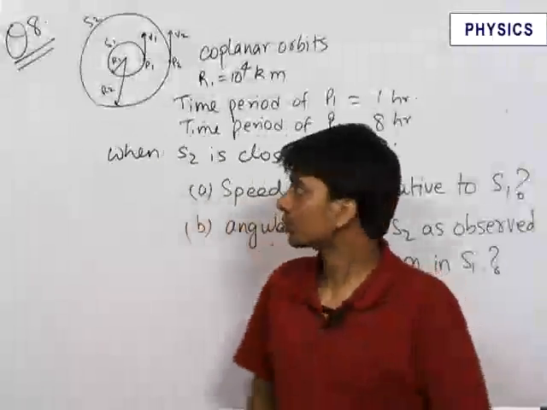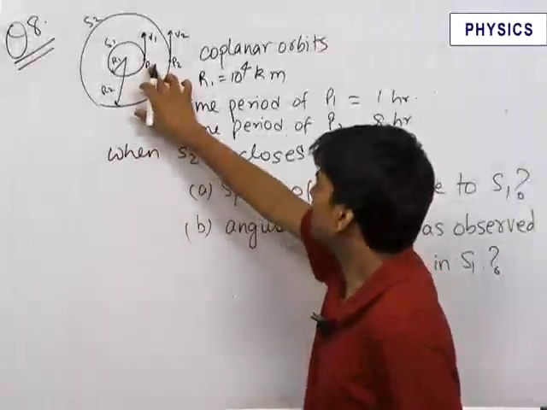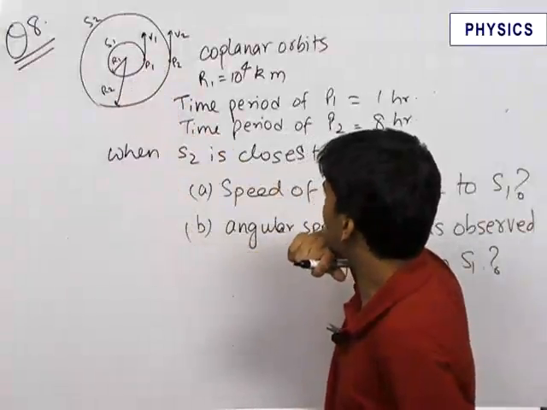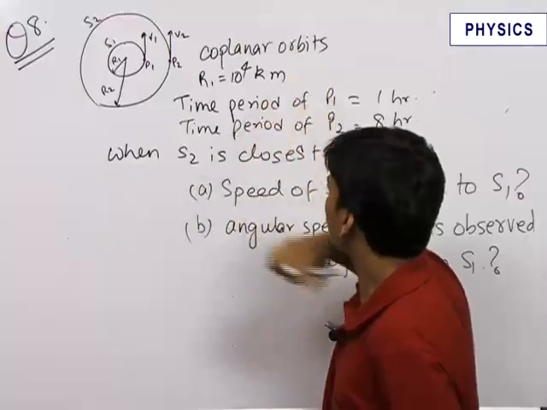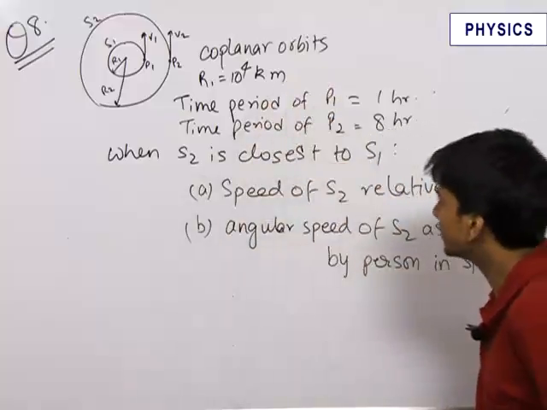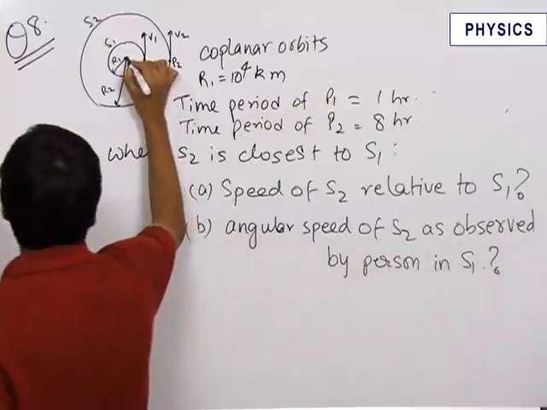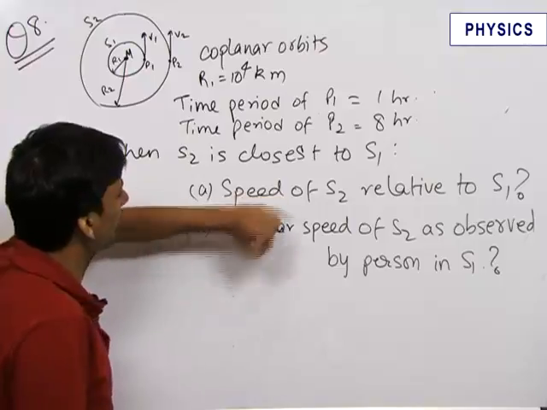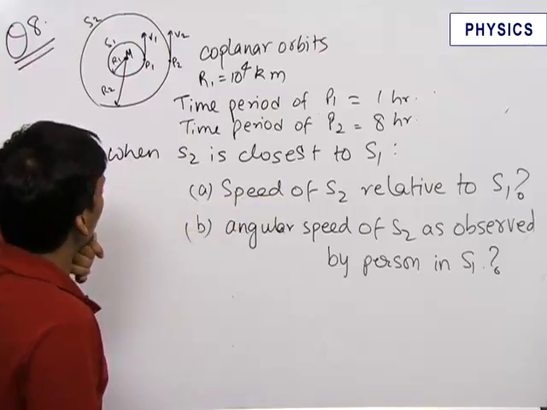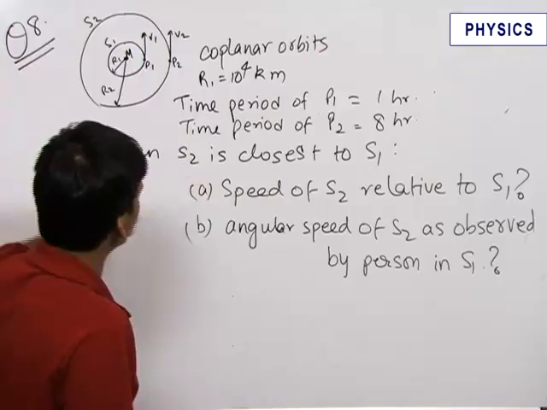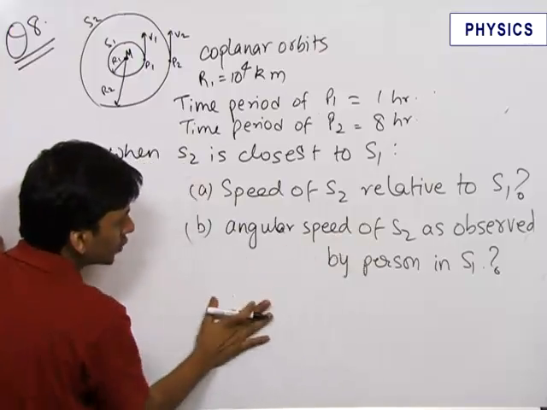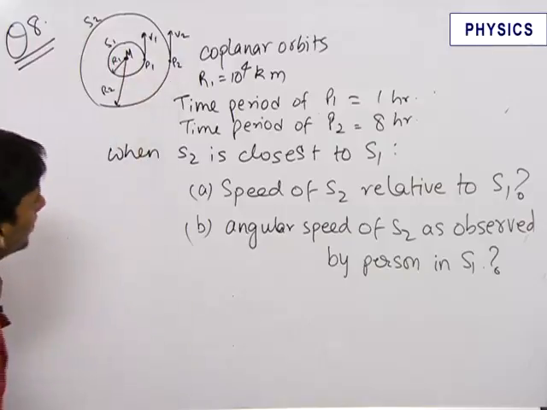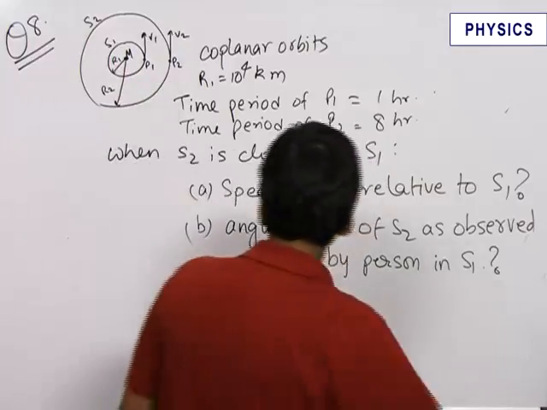In this question, we have two satellites P1 and P2 which are moving in coplanar orbits of radius r1 and r2 respectively. We have been given the value of r1 and the time period of both the satellites. They are both revolving around a common planet of mass m. We need to find out the speed of S2 relative to S1 when both of them are closest to each other, and also the angular speed of S2 as observed by a person in S1 at the same instant. They are both revolving in the same direction. Now let us solve this question.